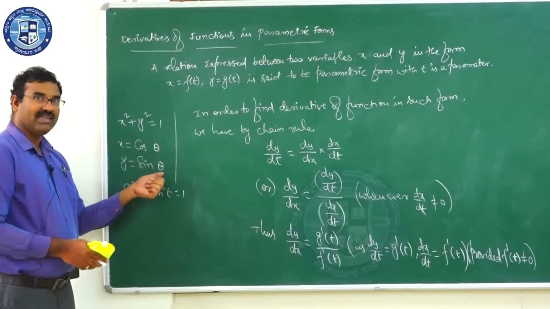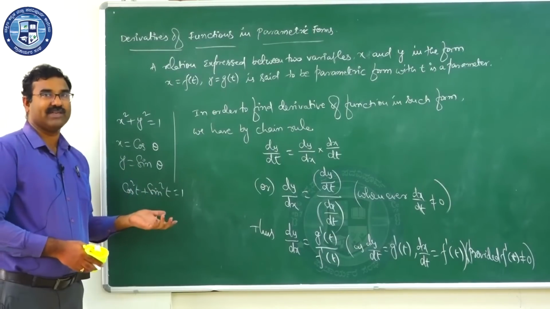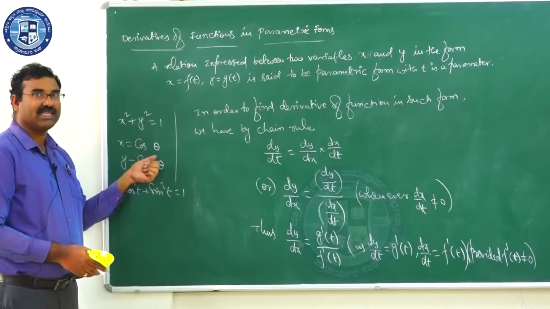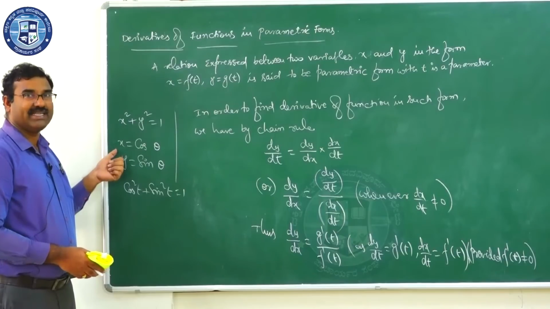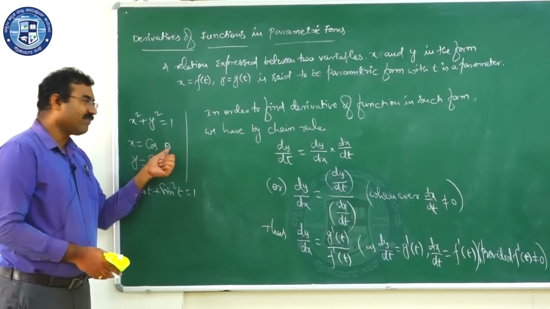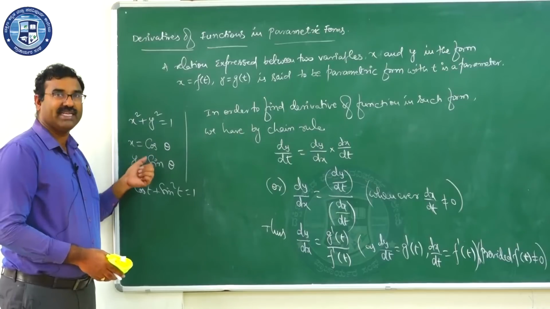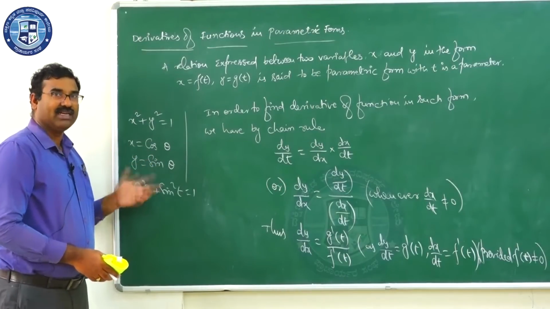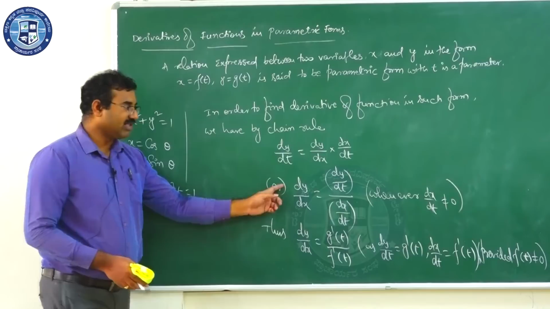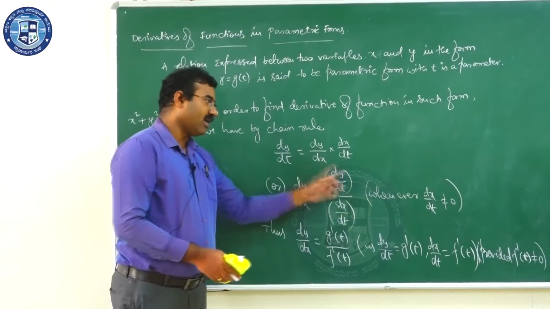Okay. You have to see that, and with respect to that you have to differentiate it. If it is present in theta, you have to differentiate with respect to theta, so you will get dx by d theta and dy by d theta. If it is in terms of t, then you have to do dx by dt and dy by dt, so that we can find dy by dx. Okay, you just remember this formula, right?